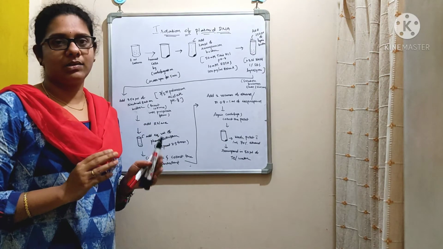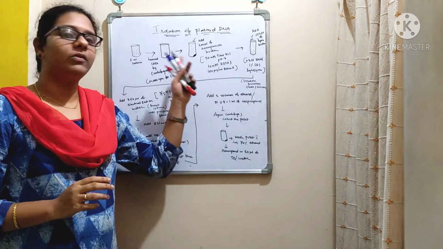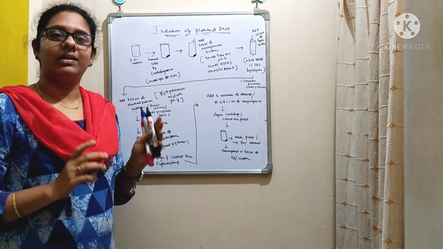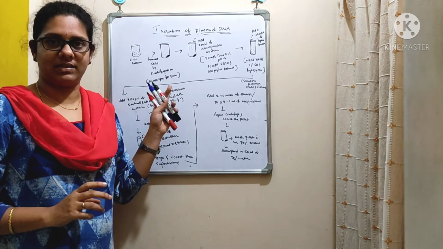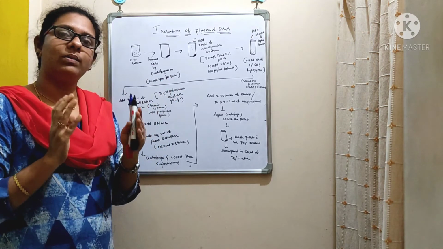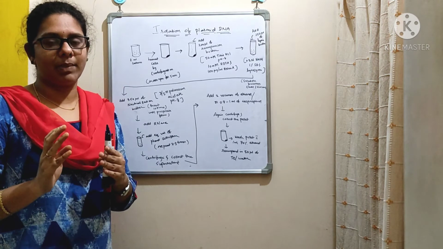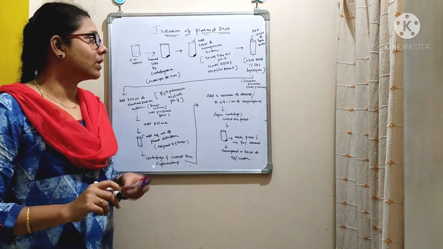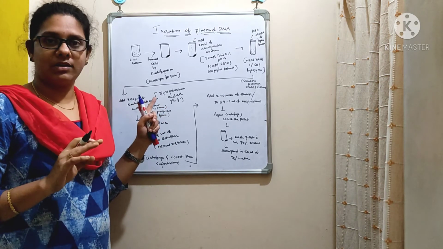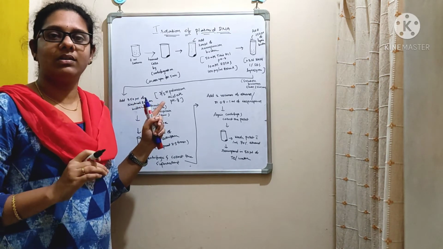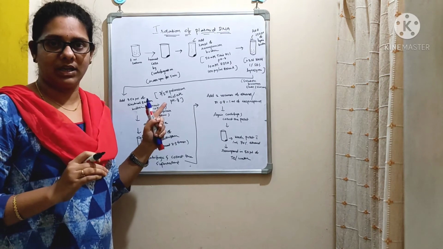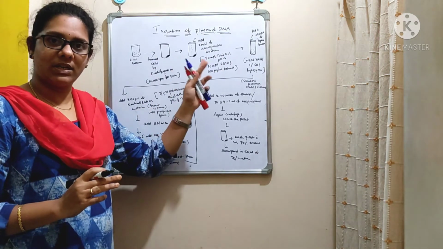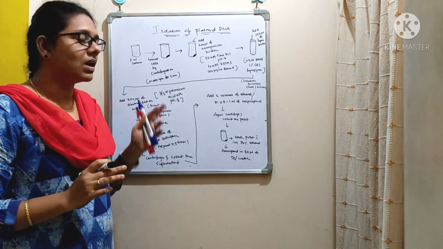Same as the isolation of genomic DNA, for the isolation of plasmid DNA, again we need to break the cell. That is, the first step is cell lysis, where we are going to break the cell wall and the cell membrane so that the cytoplasmic contents will be exposed. And remember, here we are not interested in genomic DNA, we are interested in isolating the plasmid DNA.